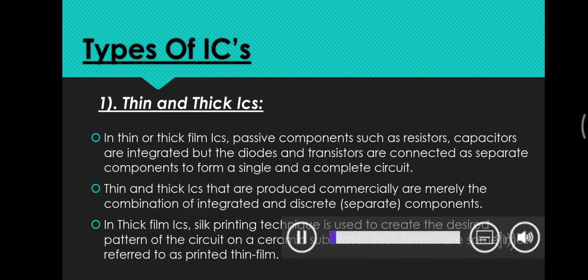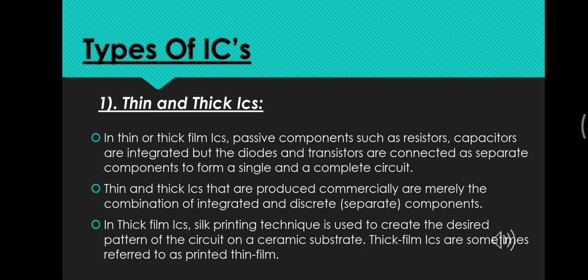Types of ICs. First, thin and thick film ICs. In thin or thick film ICs, passive components such as resistors and capacitors are integrated, but the diodes and transistors are connected as separate components to form a single and complete circuit.